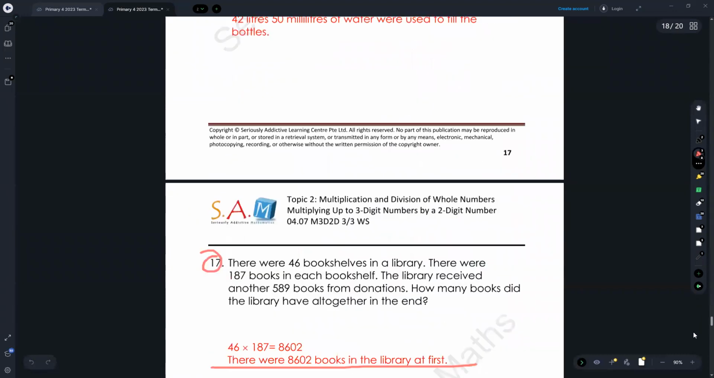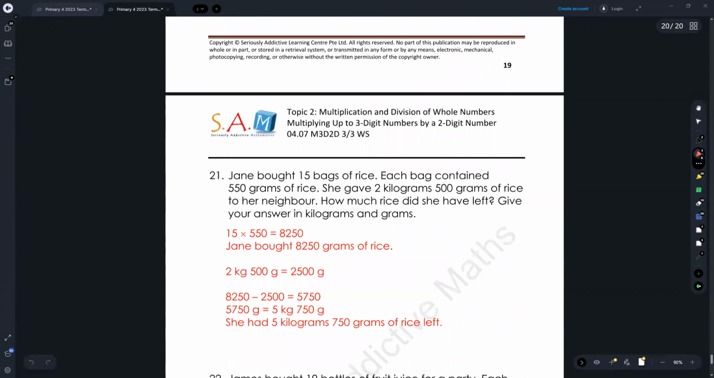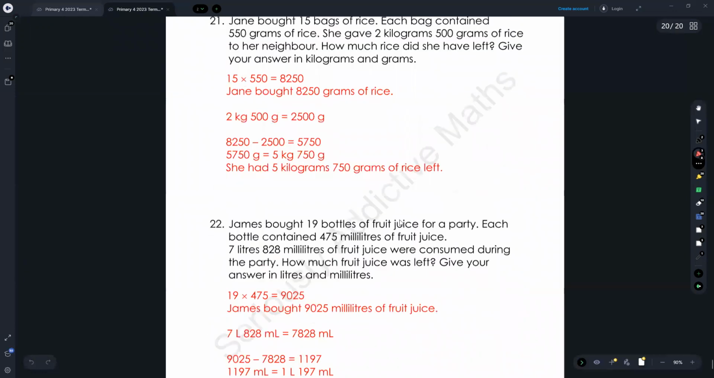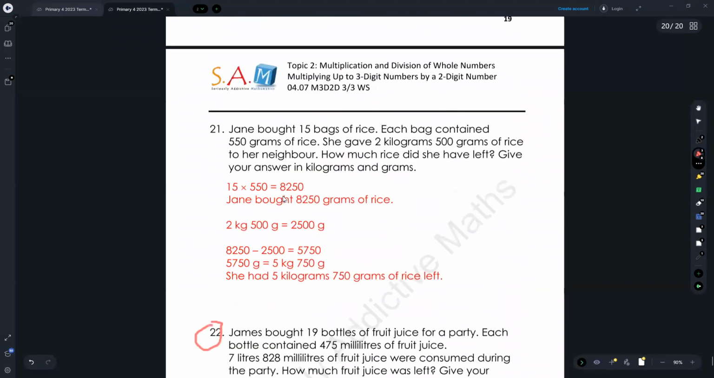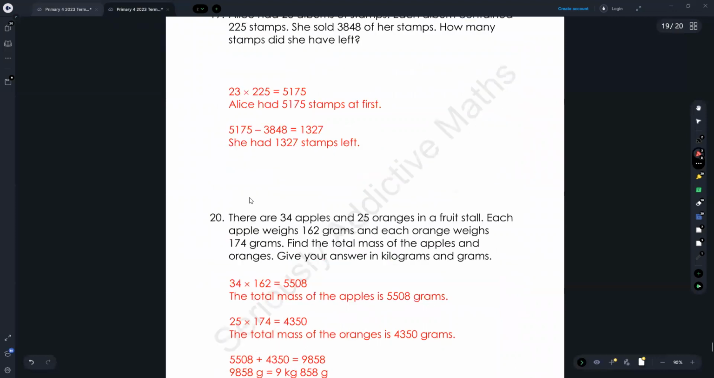If there's time, please go through a few more word problems with them, especially those that require them to express their answers in, for example, liters and milliliters, kilograms and grams. Okay, so I've circled a few more questions. If you have time, please go through this with them as well. And I'll let you know what the homework instructions are for this booklet.